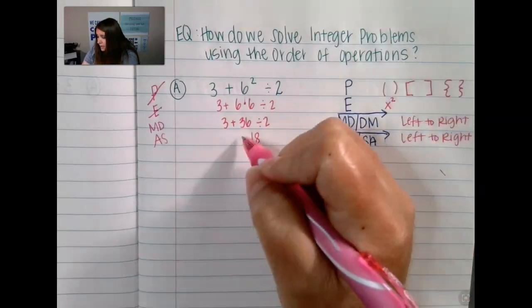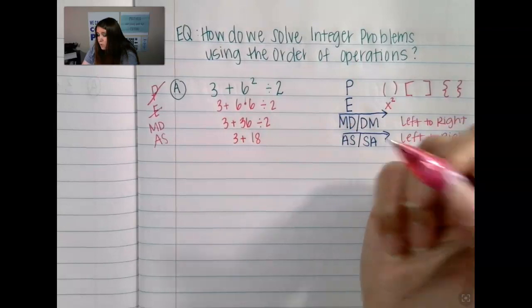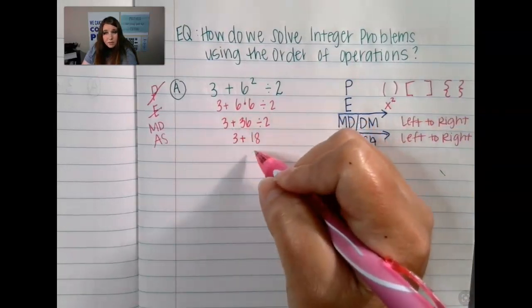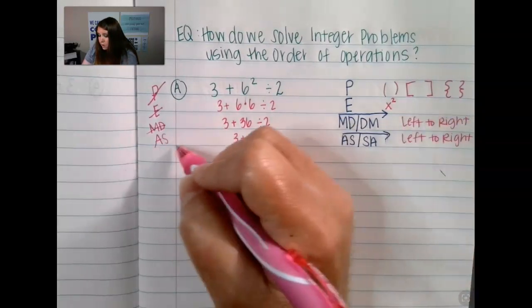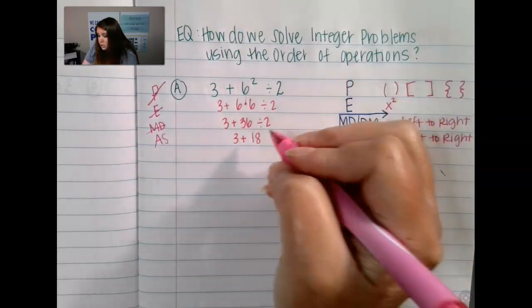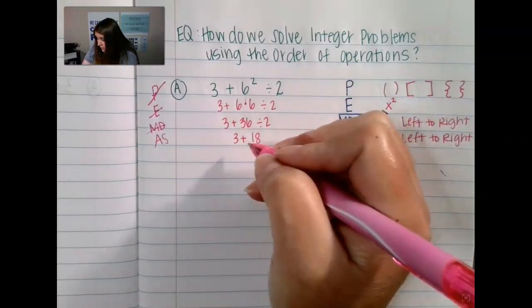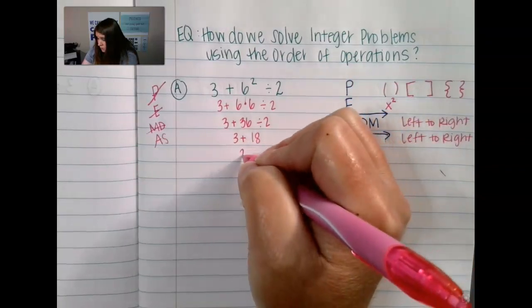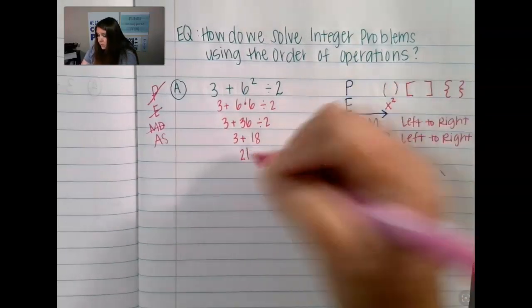And I can now continue to drop down the last of the problem. It's really important that you don't forget to bring down each step. I'm done with multiplication and division, and now all I have left is addition and subtraction. So I have 18 plus 3, which gives me 21. And there is my answer right there.